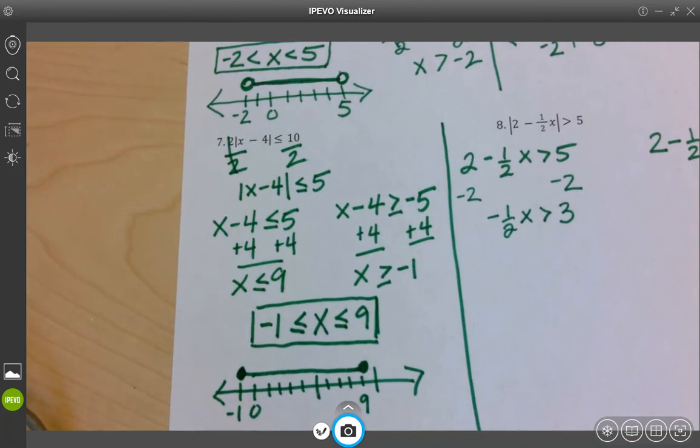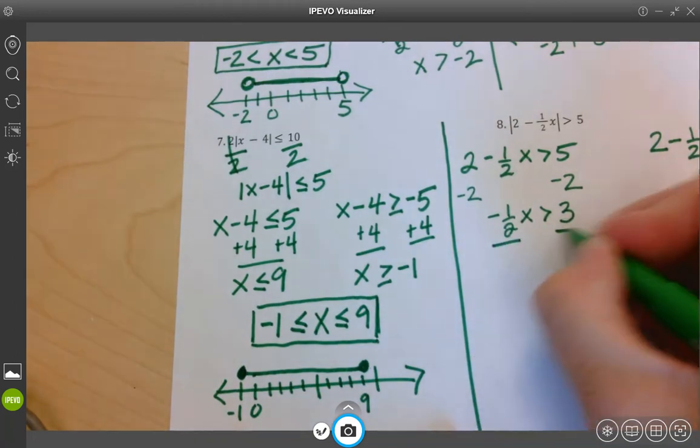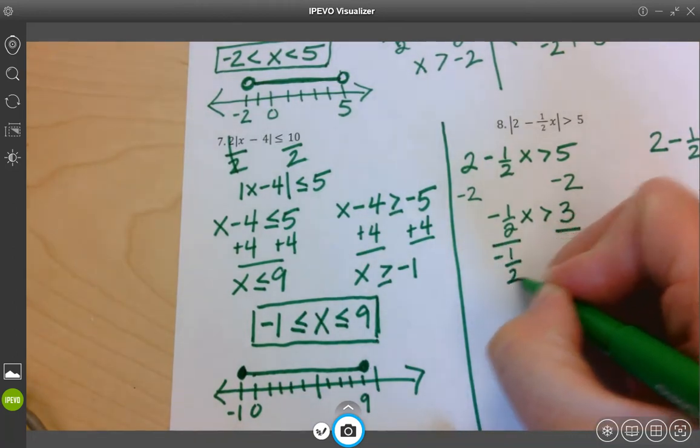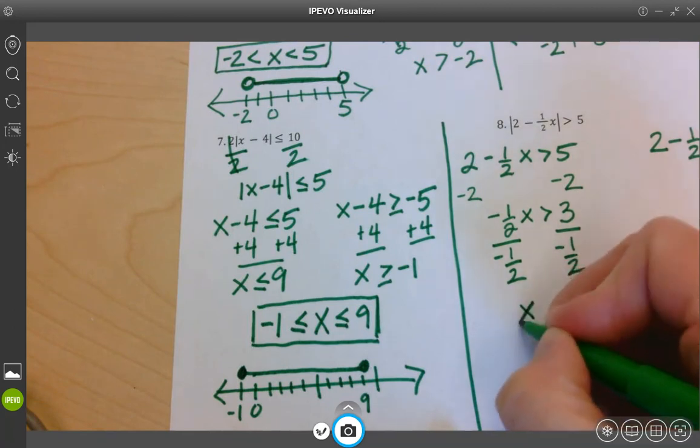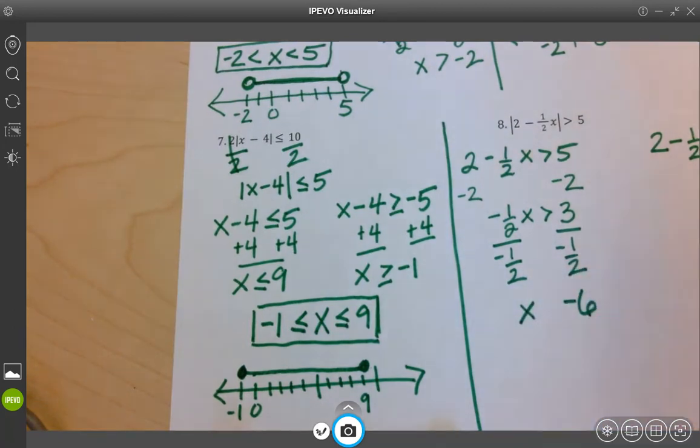All right, so I started number 8, and I get to -1/2 x is greater than 3. How many halves are in the number 3? 6 halves in the number 3. Good. So I know that 3 divided by 1/2 would be 6, but I have to divide 3 by -1/2. So that would give me what number? -6. And then there's one more tricky thing about dividing by a negative. Here's my x. There's my -6.